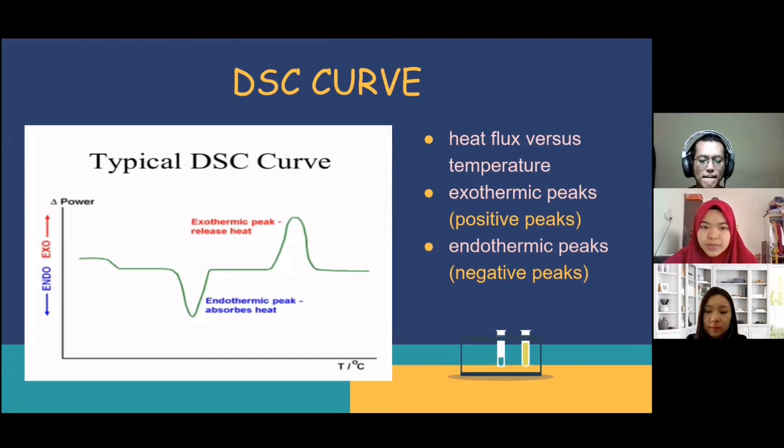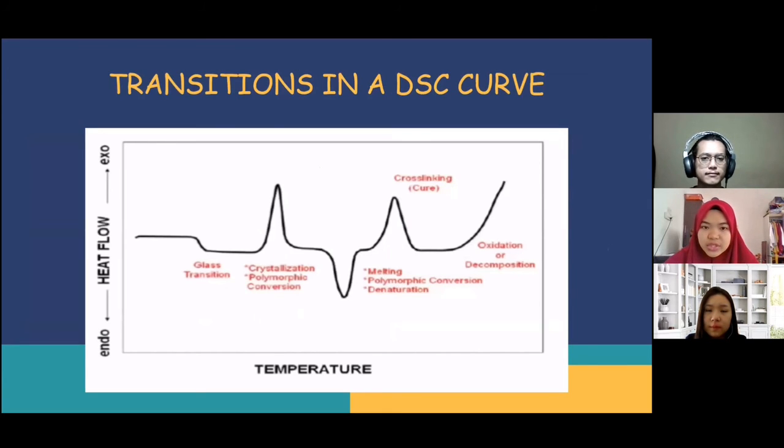Okay, so this is the typical DSC curve. We can see that it is about the heat flux versus temperature. As we can see, the exothermic peaks will be the positive peaks and the endothermic peaks will be the negative peaks. The exothermic peak means it releases heat, while the endothermic peak means it absorbs heat. So this is the transition in a DSC curve. Most exothermic peaks mean that it releases heat, such as crystallization and polymorphic conversion, while most endothermic peaks mean it absorbs heat, such as the melting process, polymorphic conversion, and also denaturation.